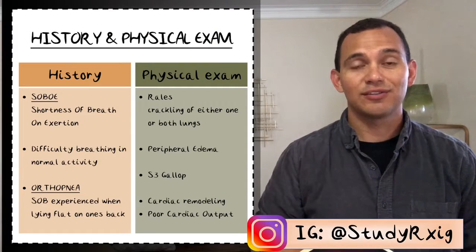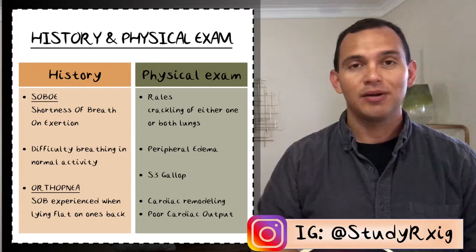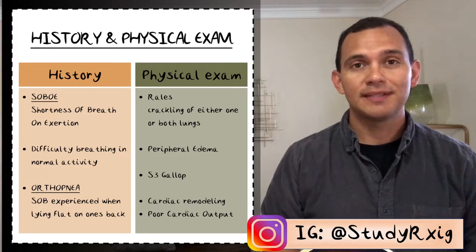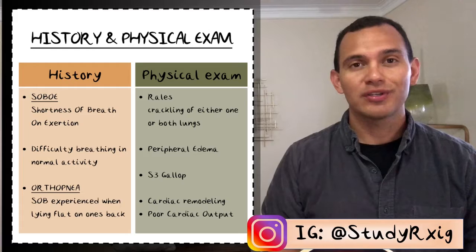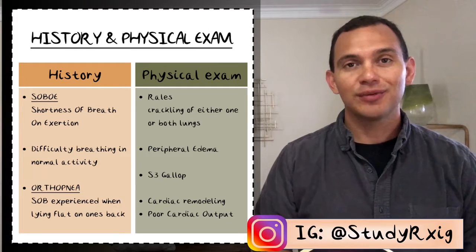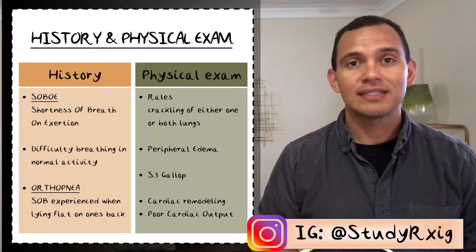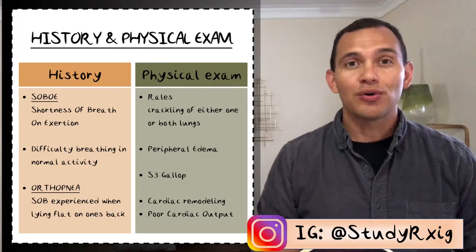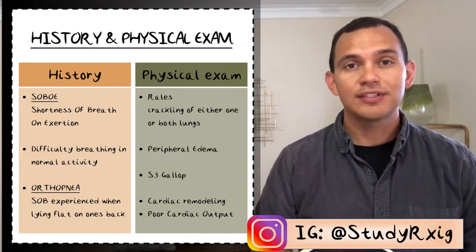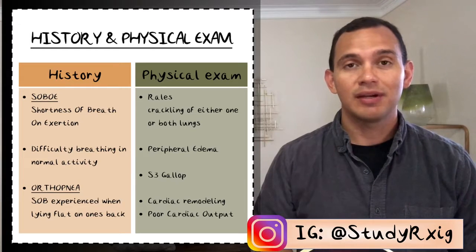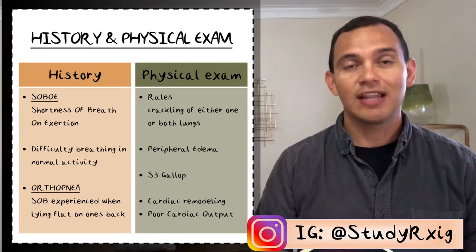For history and physical exam, there's going to be a great amount of dyspnea. A quick way to remember dyspnea is SOBO, which stands for shortness of breath on exertion. This is a term used to describe difficulty breathing when the patient carries out a simple activity like walking upstairs or going to the mailbox. Then there is orthopnea. This is termed as a shortness of breath that a patient will experience when they are lying flat on their back.